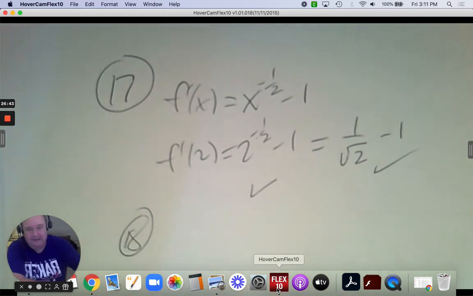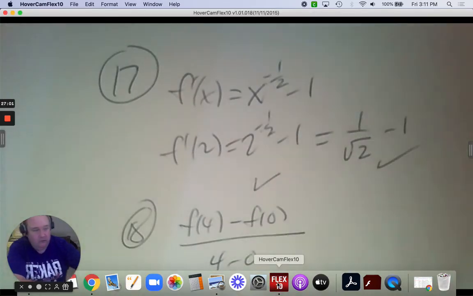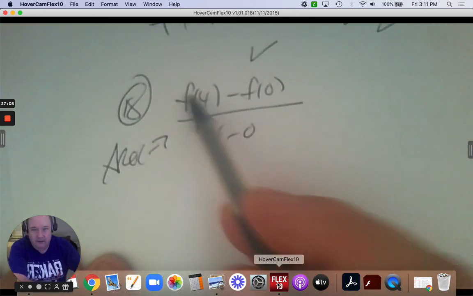Number 18, find the average rate of change. That would be the difference quotient, right? That's the slope formula. So that's f at 4, subtract f at 0, and then 4 subtract 0 in the denominator. So this is for the average rate of change, right?